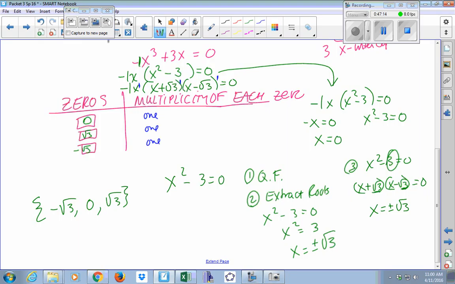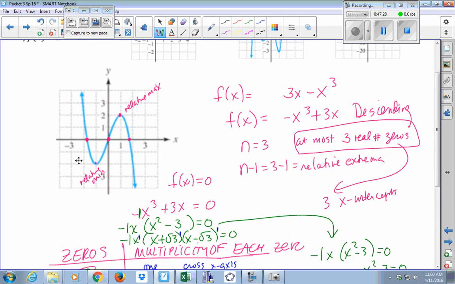And when I graph at each of these zeros, I expect my function to cross the x-axis and change sign. That's what I expect. It's not going to turn around like if it were an even multiplicity. It's going to cross. And if you go back here and you look at this particular picture, here's negative square root of 3 comma 0. Here's 0, 0. So these are now the coordinates of the x-intercepts, square root of 3, 0.